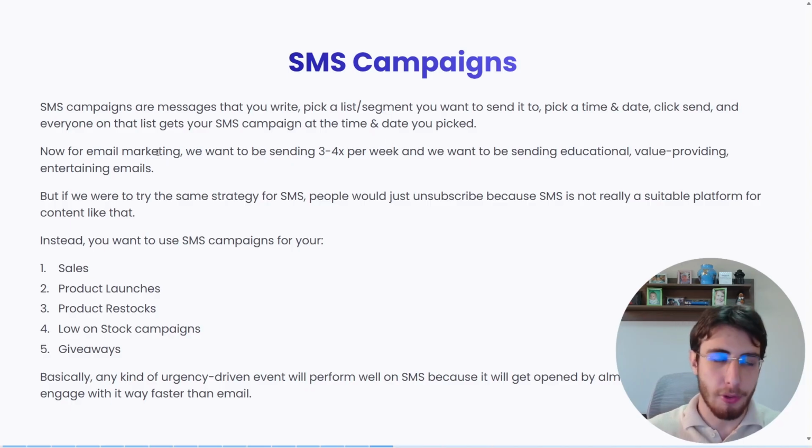So, for email marketing, we want to be sending 3 to 4 times per week, maybe 2 to 4 times per week if you're a smaller brand, maybe more like 3 to 5 times per week if you're a bigger brand. And we want to be sending educational, value providing, entertaining emails. So basically, let's say you're a supplement brand, then you want to be sending emails about your supplements and health and stuff like that, right?